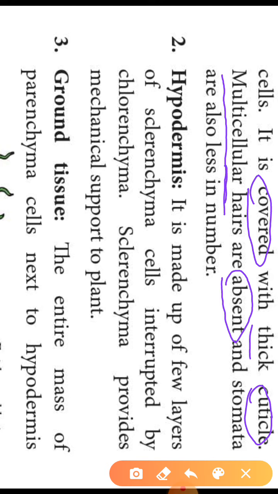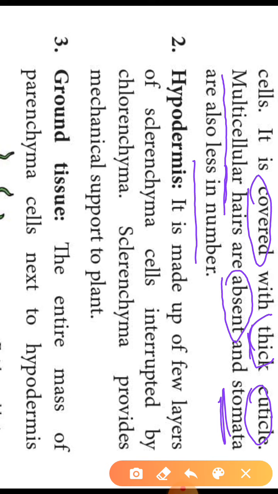The hairs, if present, are uni, which means single cellular. Stomata, small pores, are present but less in number.